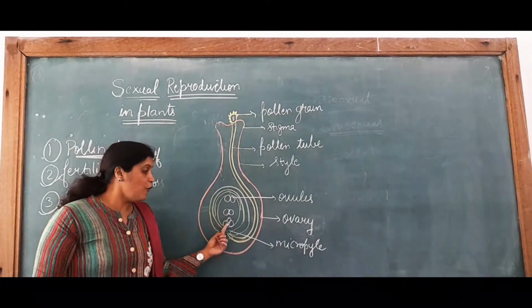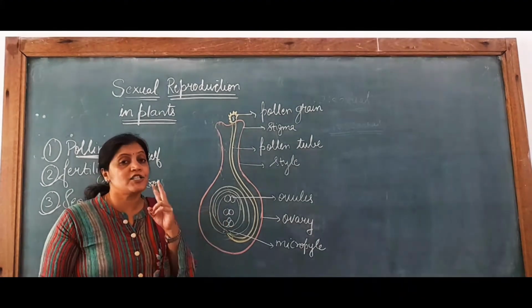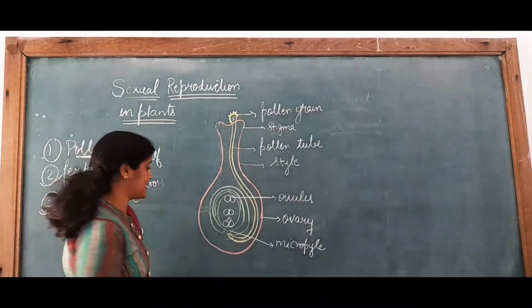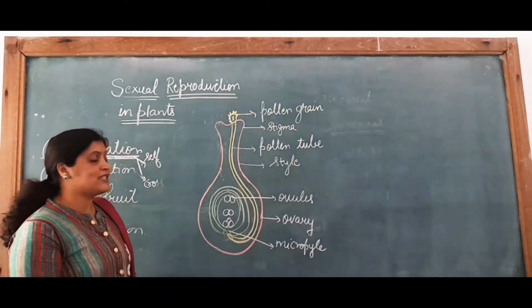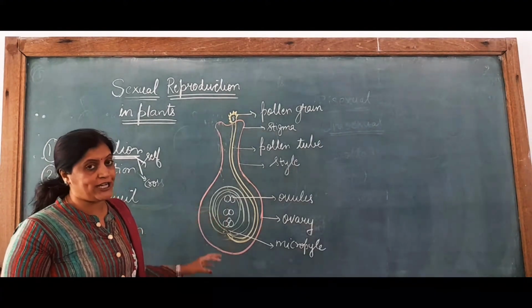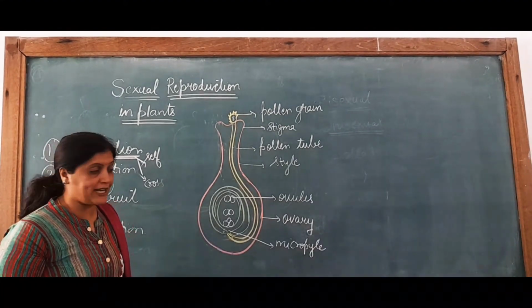Two ovules and one pollen grain nucleus, so 1, 2, 3. Here triple fusion will take place. So on the poles, two ovules and one pollen grain nucleus, fertilization takes place.